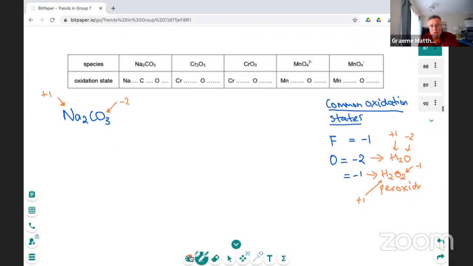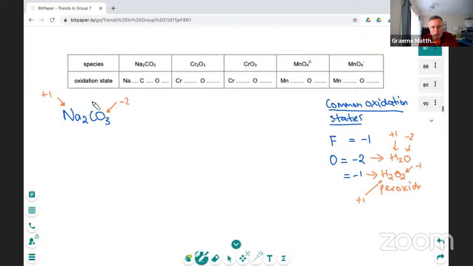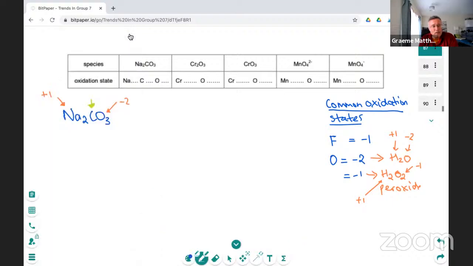Oh, look, here we are. Carbon, I'll do this in my favorite color, what I call Kermit the Frog green. Look, carbon has to be the variable one. Why? Because it's a non-metal, it's on the right-hand side. And do you notice, by the way, that there isn't a charge on the compound? Like you see over here, like the MnO4 2-.